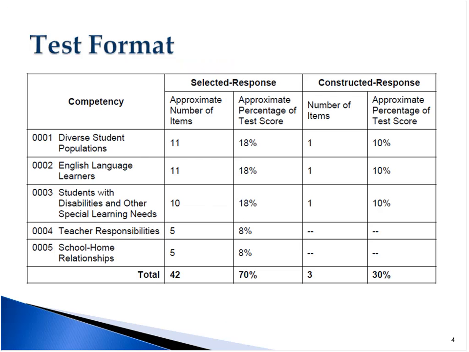Overall, there are 42 selected response or multiple choice questions, and those 42 questions make up 70% of your total score. Three of the areas of the test, diverse student populations, English language learners, and students with disabilities, also have a constructed or written response question. And each one of those written response questions counts for 10% of your total score.